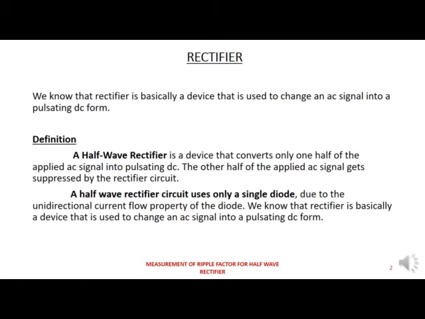Today we are going to see measurement of ripple factor for half-wave rectifiers. Before going to the experiment, we should know what a rectifier is. A rectifier is basically a device that is used to change an AC signal into a pulsating DC form. A half-wave rectifier is a device that converts only one half of the applied AC signal into pulsating DC. The other half of the applied AC signal gets suppressed by the rectifier circuit. A half-wave rectifier circuit uses only a single diode due to the unidirectional current flow property of the diode.